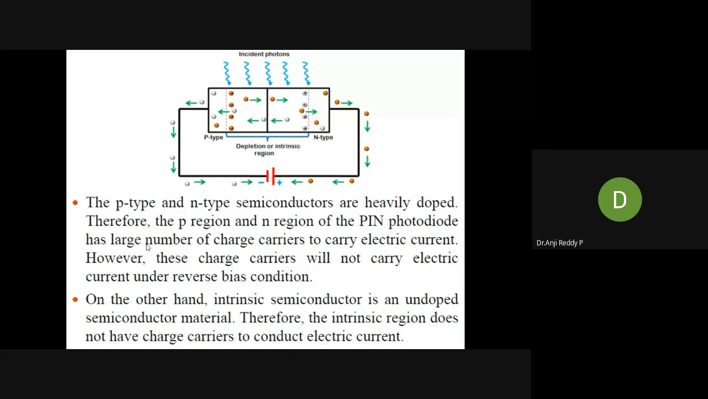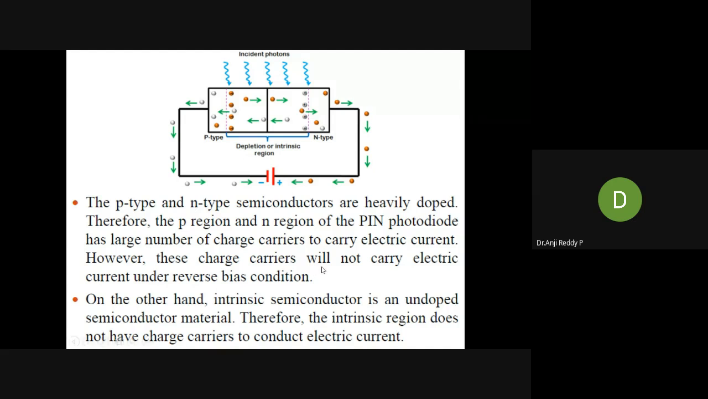What we can call? Zener diode. Right, very good. Zener diode. Heavily doped diodes are Zener diodes, not ordinary PN junction diodes. But here these are photodiodes. Here also the p type and n type semiconductors are heavily doped.